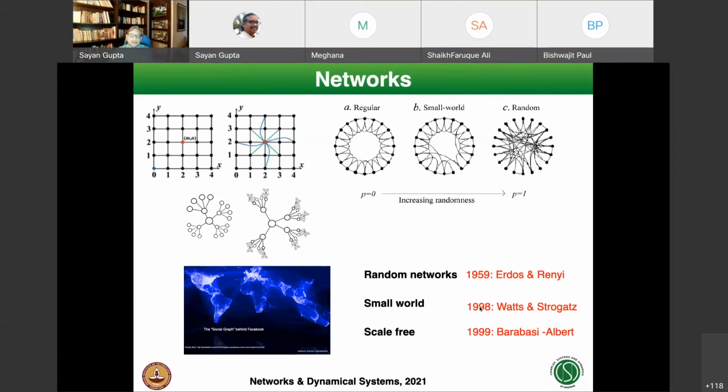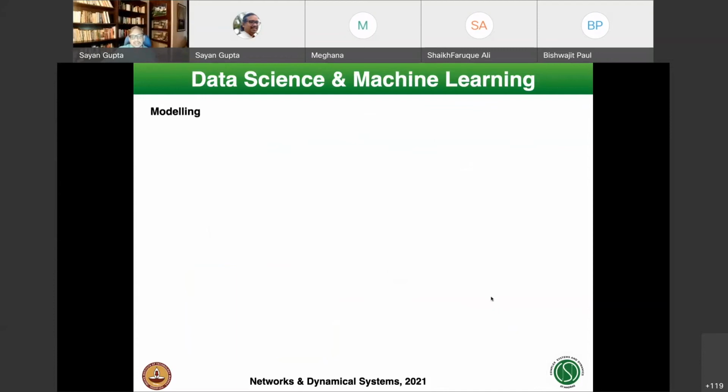But what we are interested in is the dynamics of systems that have this type of network connections. And that enables us to study very complicated problems.